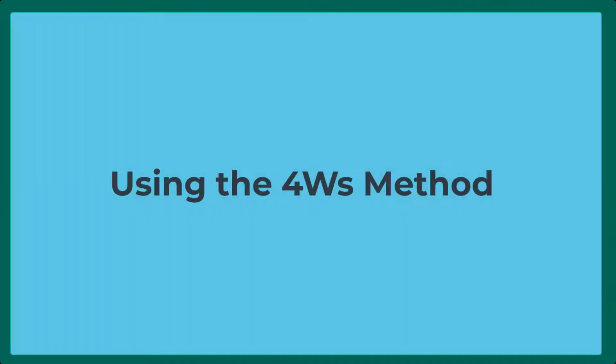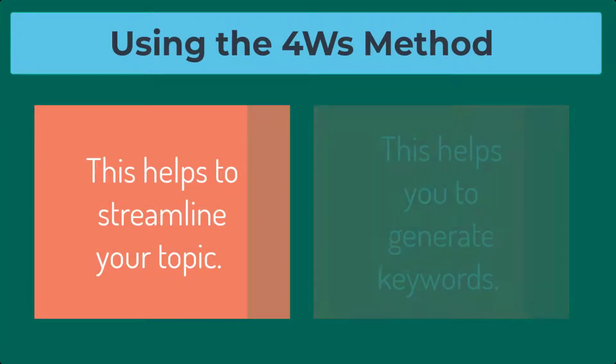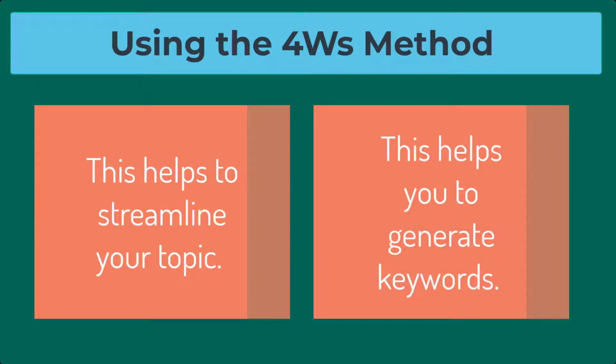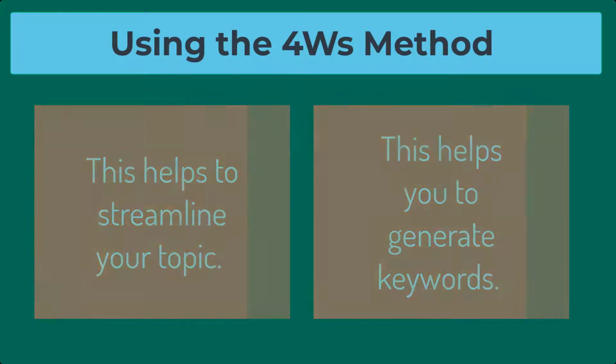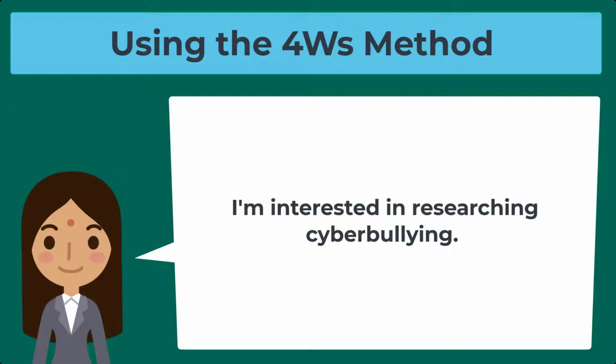If you already have a topic in mind, you may also want to use the 4 W's to help you refine your topic further. This will not only give your topic a more streamlined focus, but it will also help you generate keywords for your search. Start with the topic in which you're interested. Let's say you're interested in cyberbullying.